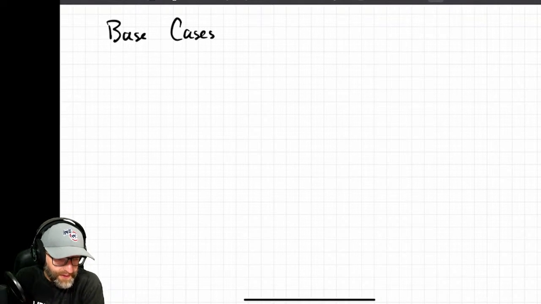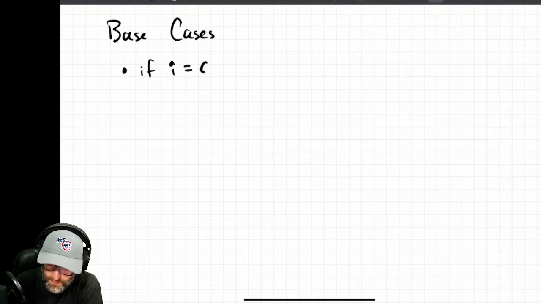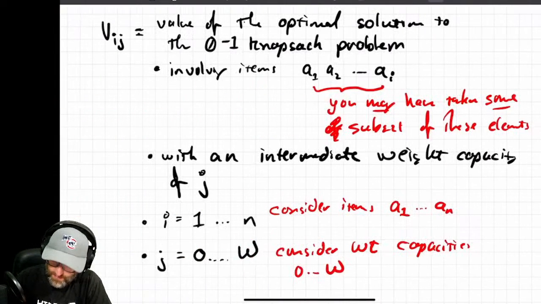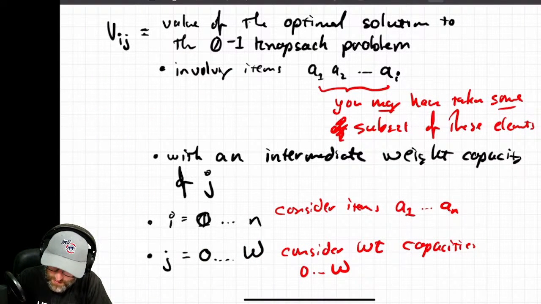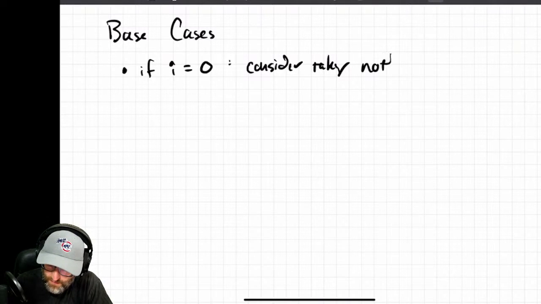So the base cases are going to be when, what if I've not considered any items yet? So if i is 0, let me amend what we said over here. We are going to go to 0 here, but that's just to include this base case. If i is 0, then we will consider taking nothing. Our better natures won out, and we're not actually stealing anything.